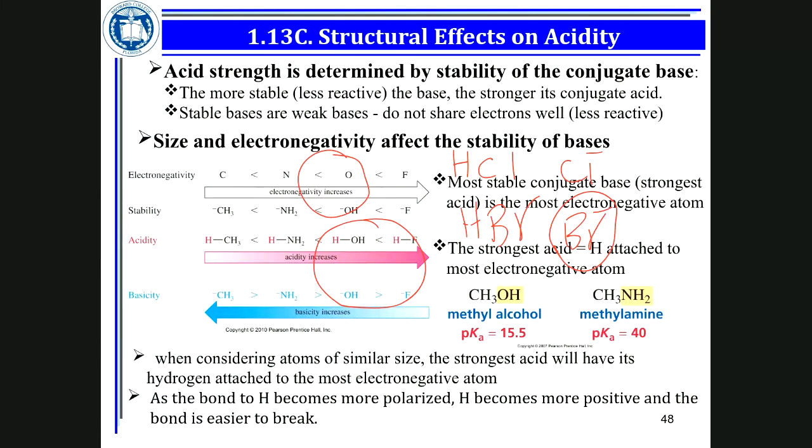Or you could just say, because it's not general chemistry, we are using the size factor down the group. So if you have HCl, HBr, HI, the greater the size of the atom attached to hydrogen, the stronger the acid is going to be.